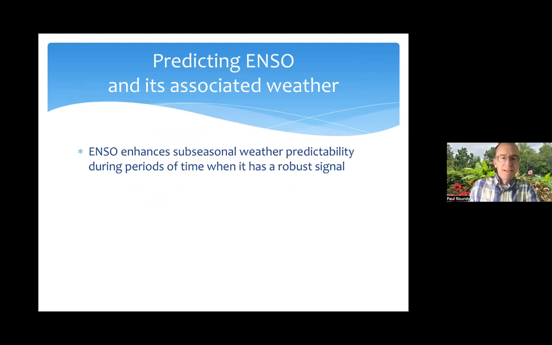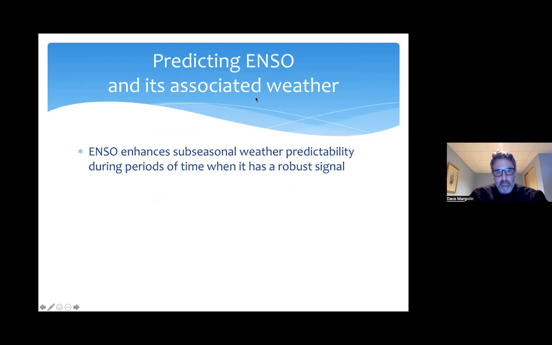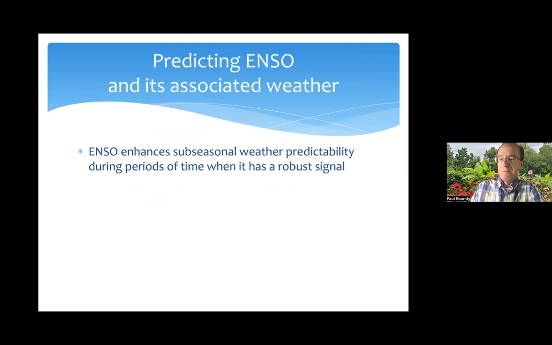All right. Okay, so it's obvious that ENSO impacts the weather around the world and the mean climate for months of a season that's dominated by one ENSO state. Predicting the signals associated with ENSO implies predicting ENSO itself, which is really easy at some times of the year and really difficult at other times of the year. And we can say that ENSO enhances subseasonal weather predictability during periods of time when it has a robust signal.